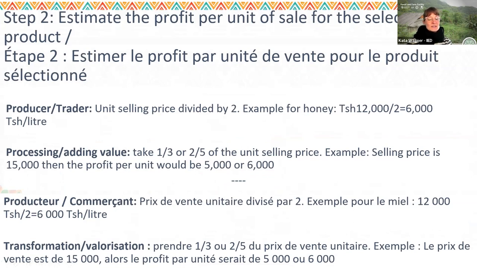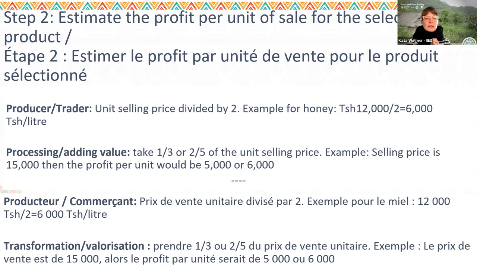And this is a sort of rough guidance on how they should go about calculating how much profit they will be able to make on a particular product. And it really depends on what type of enterprise they're looking at. If they're producers and traders, they need to divide the unit selling price by two to give them a rough estimate, again, just a rough estimate of the profit they will make per unit of this product sold.